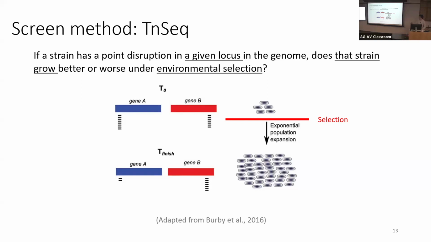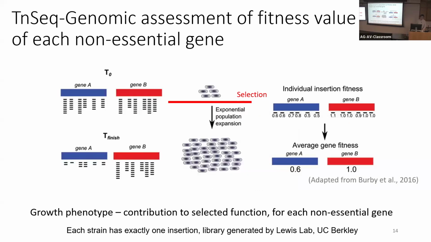And with that, you can see that for gene A in this hypothetical scenario, its abundance decreased after the selection, whereas gene B remained more or less the same. And with that, we can say, oh, the loss of function in gene A is preventing the growth of that strain under our selection criteria. So with that, we can scale it up and make it a full screen.